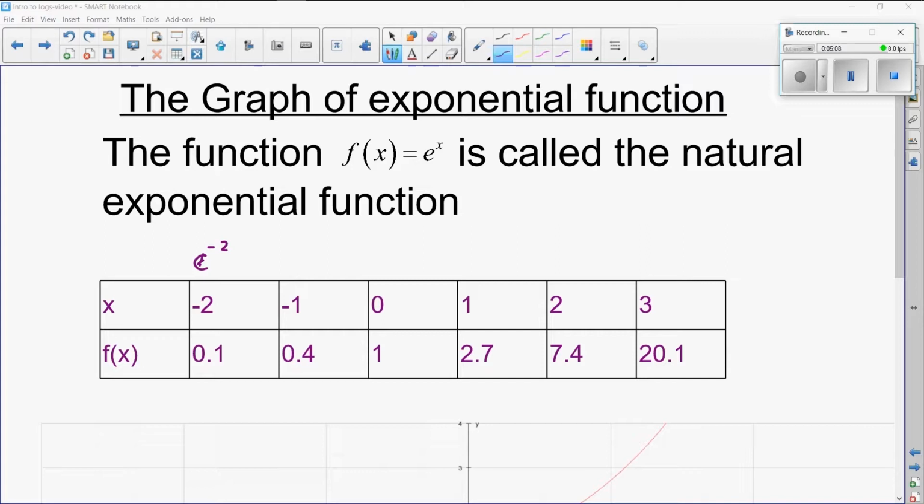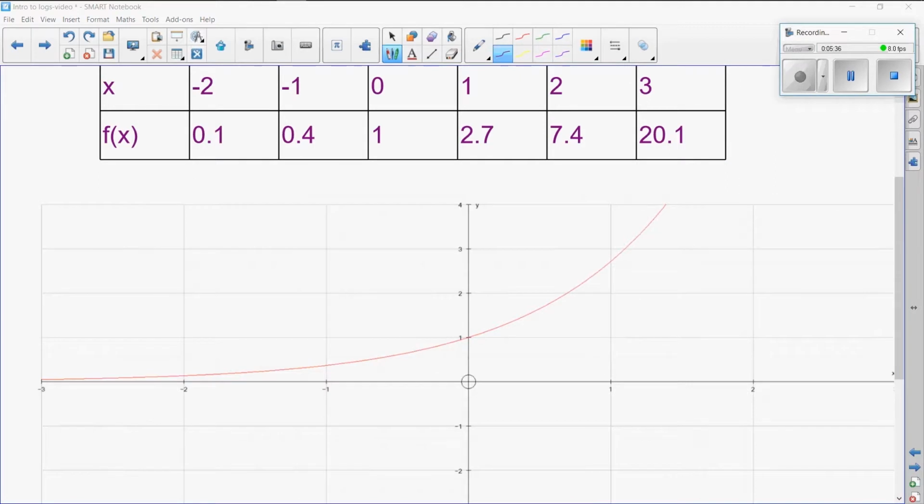I continue in this way, and I substitute x equals -1, and then I substitute x equals 0, and then we know that e to the 0, so if my base is e and my exponent is 0, I'm going to get the value of 1. And then e, we know is 2.7182818248. So I get 2.7, and I continue in this way, and we draw the graph.